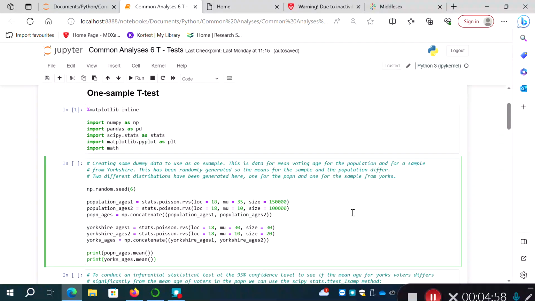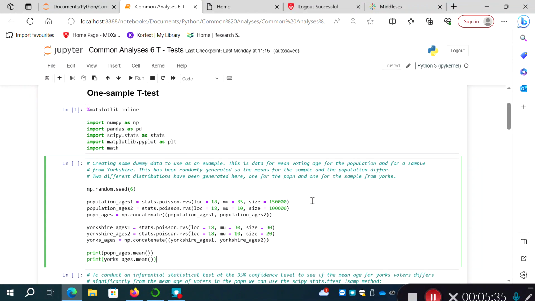So I kind of did this to keep it relevant, something that people can understand if you're in the UK. What I'm going to do is create a load of random data for the population with set parameters, so we have a population mean of roughly a certain value. Then I'm going to generate a much smaller sample of randomly generated data, which will give us the mean age of voters from Yorkshire.